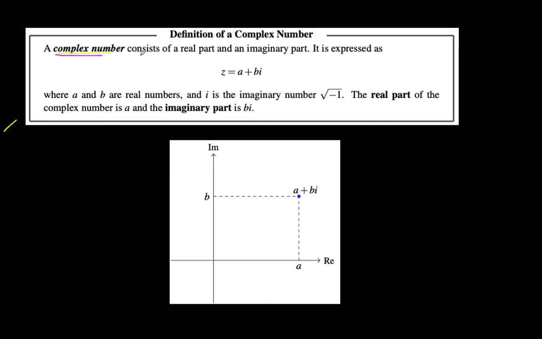Okay, a complex number consists of a real number part and an imaginary part. So dapat may dalawa. May real, may imaginary. It is expressed as Z equals A plus BI. Z is the complex number. Ang tawag sa kanya, A is the real number part and BI is the imaginary part. Nakuha, guys. So let's dissect the complex number. I hope you still remember the structure of the numbers, okay? So A plus BI.